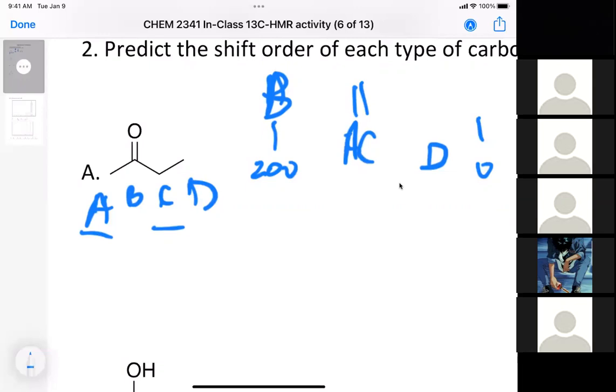So we know how many signals we want to see, and we know their approximate location. These are going to be around 50. If there was an oxygen attached to it, that would push them up around 70. If we had a double bond, that would get them up to 120. Benzene rings up to 150. And so we'll watch all those move. Okay, questions on this one?